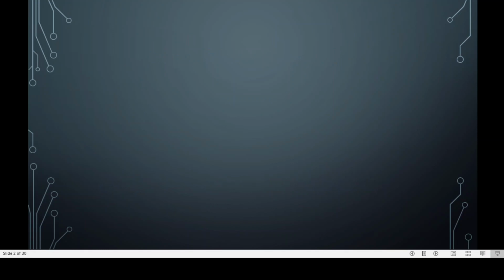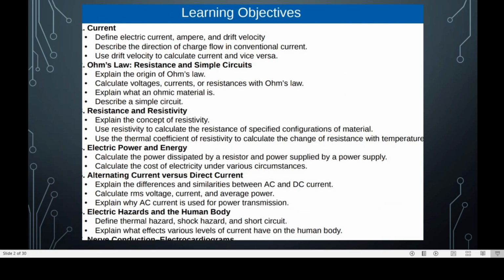In this chapter, we cover certain topics related to the electric current. These are current, Ohm's law, resistance, simple circuits, resistance and resistivity, electric power and energy. These concepts are covered in this module.